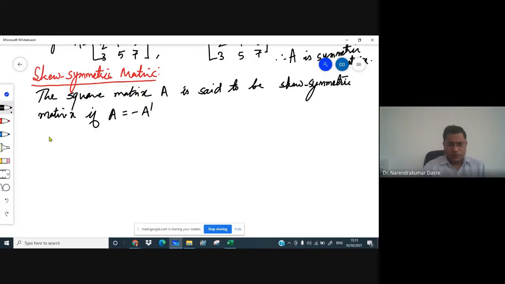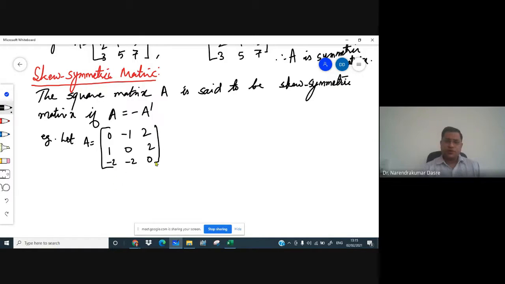For example, let A be the matrix. So we have 0, minus 1, 2. And we'll be having 1, 0, 2. Then we have minus 2, minus 2, 0. So this is the matrix that we have. Now let us see what is the transpose of this matrix. So what we have to do is make rows into columns and columns into rows.